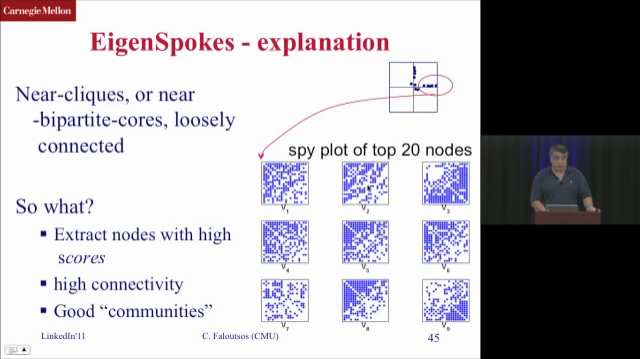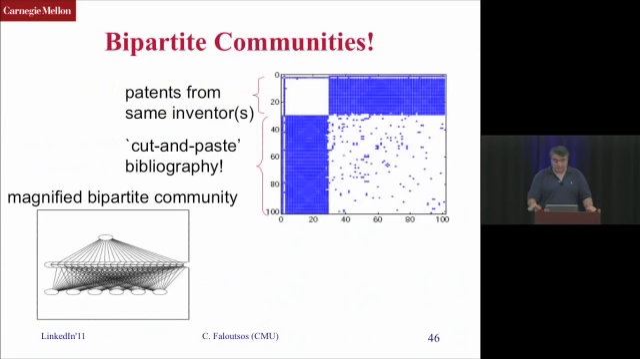The same is true for the members of the second eigenspoke, the third eigenspoke, and so on. So what is this useful for? This way we can spot groups with high connectivity, and therefore good communities. Whether they are honest or dishonest is another issue, but these are groups of people that stand out. Unfortunately, we couldn't get the ground truth to figure out who these people are for the Sprint network.